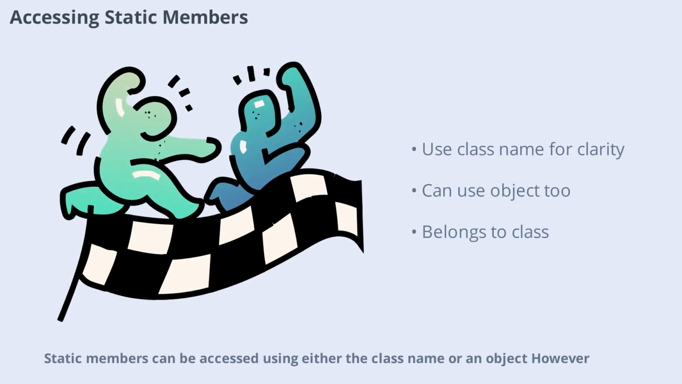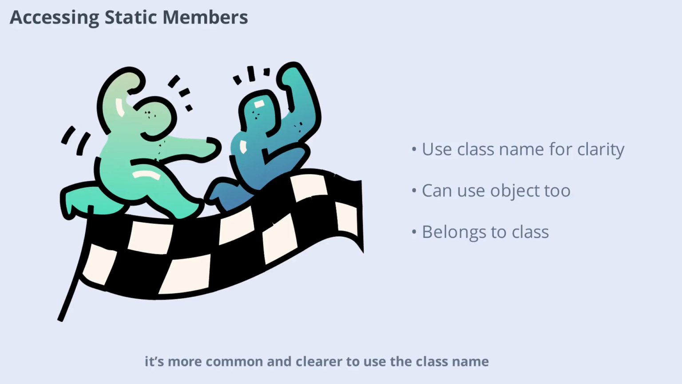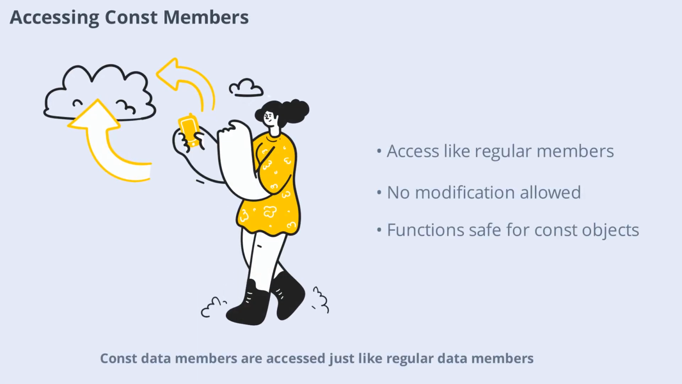Static members can be accessed using either the class name or an object. However, it's more common and clearer to use the class name, as this emphasizes that the member belongs to the class, not to any specific object. For example, use ClassName::staticMember to access static data or functions. Const data members are accessed just like regular data members, but you cannot modify them.